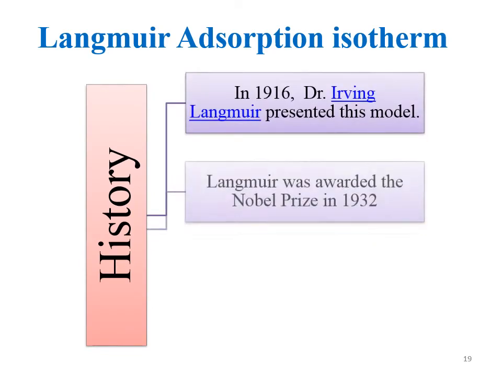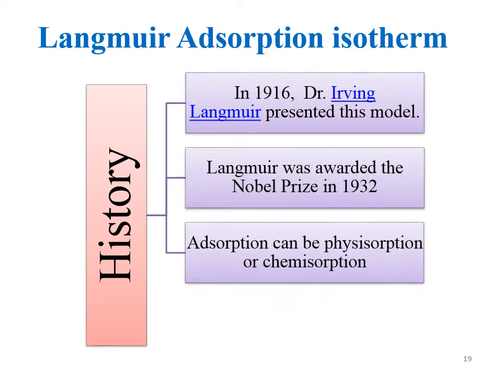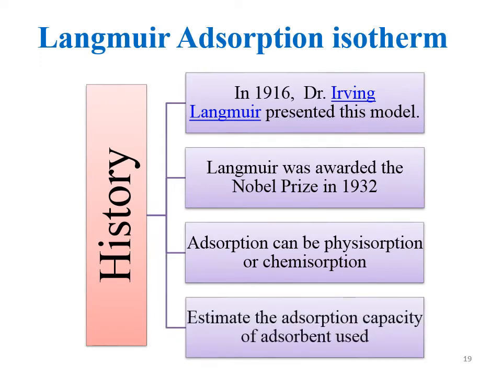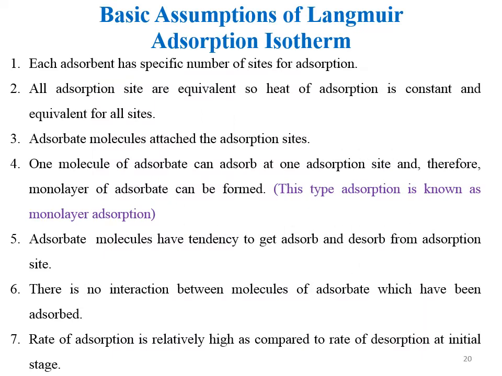This Langmuir adsorption isotherm was introduced by Dr. Irving Langmuir in 1916, and he was also awarded the Nobel Prize for this work. According to this adsorption isotherm, adsorption can be physisorption or chemisorption, and from this isotherm one can estimate the adsorption capacity of the adsorbent used. The Langmuir adsorption isotherm is based on a few assumptions. Let's discuss these assumptions.